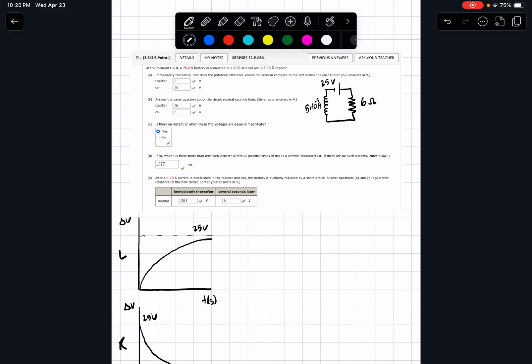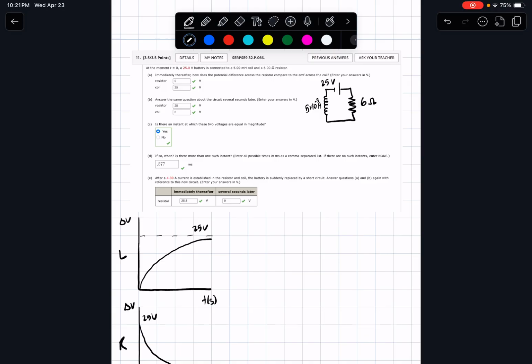Right? And then for part B, answer the same question about the circuit several seconds later. So this is when time is approaching infinity. So just start with the inductor this time. So it's approaching that maximum value, and so eventually it'll just be 25 volts, and the resistance in the inductor will be nothing. So that means that the potential difference there would be 0 because there's no change in potential. It would be 25 at that point, and it's 25 from the battery, so 25 minus 25, 0.